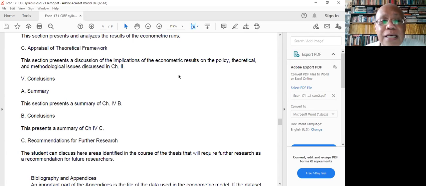Sa conclusions, here in the conclusions, now you present a summary of your chapter 4, section C, the appraisal of theoretical framework. Here, you summarize the results. You mention here which particular factors proved to be significant and what the results of your econometric tests suggest with regards to the policy, theory, methodological issues. And yeah, it's just a summary of chapter 4, section C.